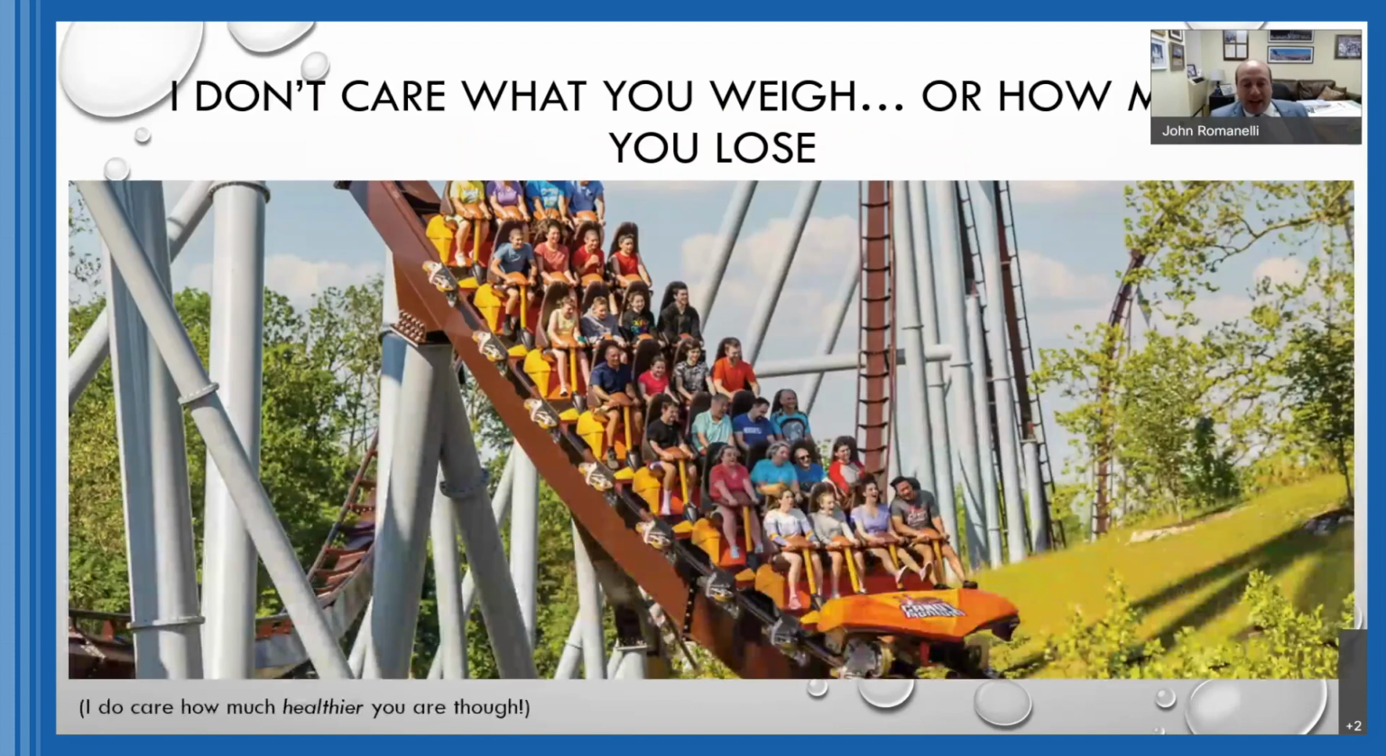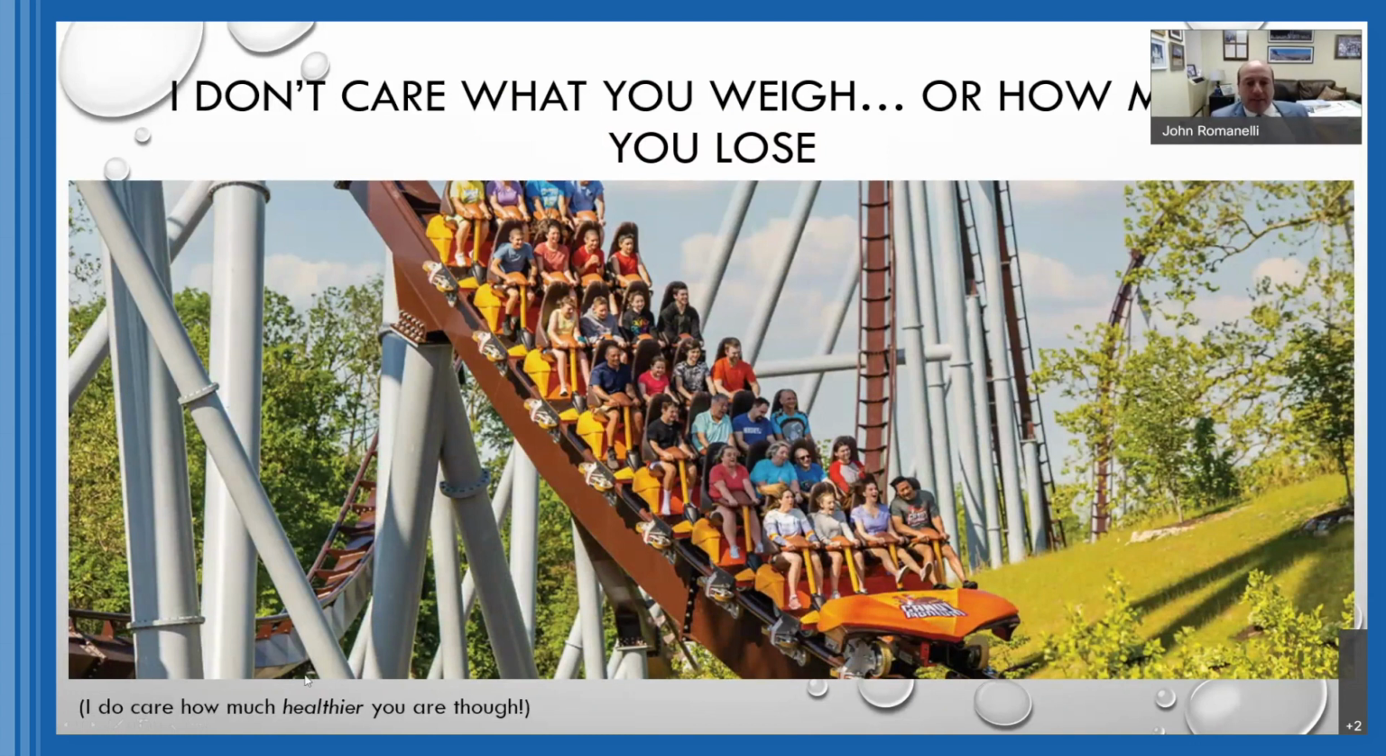I told you in the beginning, I don't care what you weigh or how much you lose, and it's true. If I said to you, would you go on a roller coaster if it was 80 feet high? You might say yes. Or if it goes 60 miles an hour, you might say yes. But if I said, well, if it's 100 feet high, would you not go on it? Or it goes 70 miles an hour, would you not go on it? I just care that your weight is going down. I don't care how fast or how much. I don't care how much you lose. I care how much healthier you are.